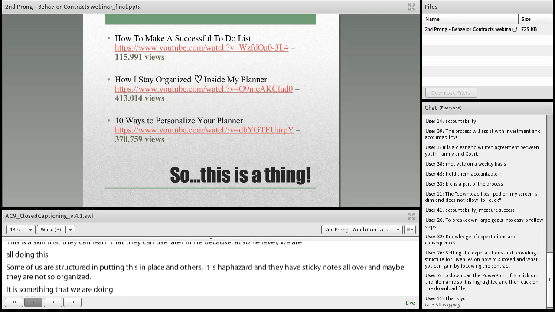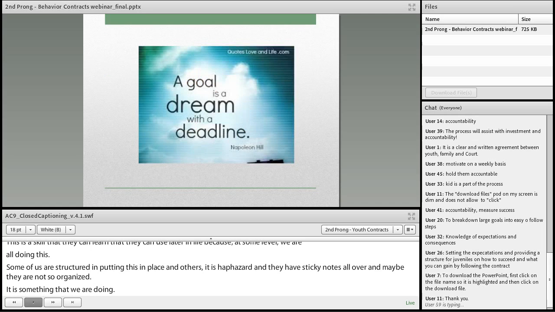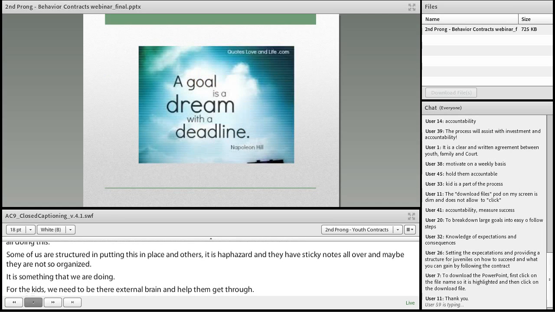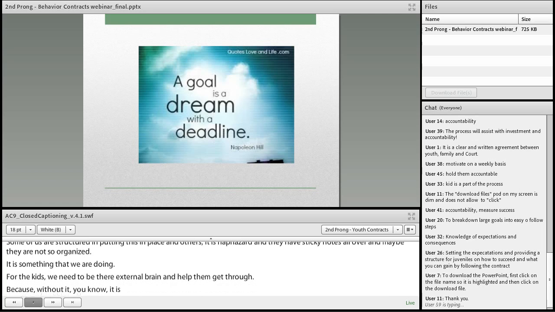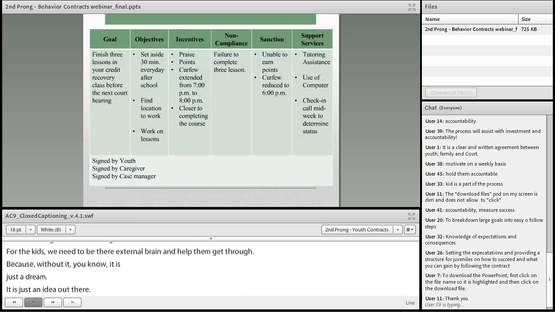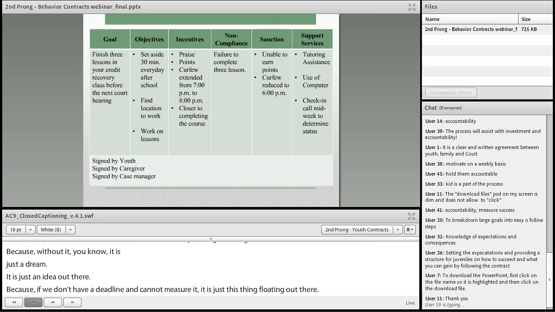Because without it, it's just a dream. It's just this idea out there. If we don't have a deadline, if we can't measure it, it's just this thing floating out there that we don't know if it's done. We don't know if we did a good job. We don't know if we got where we needed to go. So with that, let's take a look at what I mean by this.